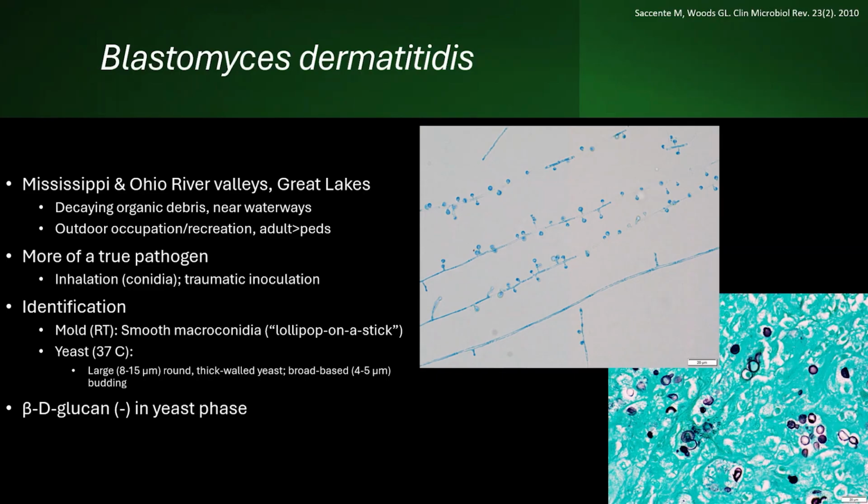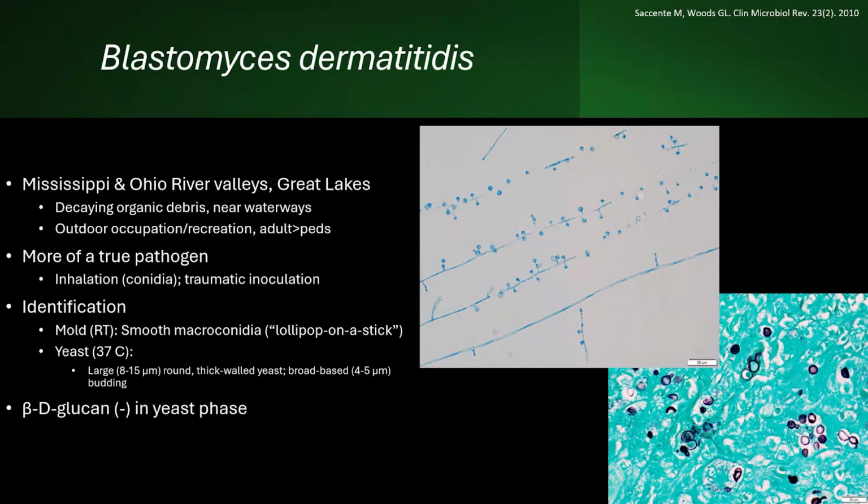At the yeast phase and body temperature, you have relatively large, so this is 8 to 15 micron, round, thick-walled yeast that have broad-based budding. And here, broad-based means that it's roughly half the width or half the diameter of the cell. Another characteristic morphology of blastomyces that you can see here in this bottom right picture is what is called nippling. So that's another cell budding off there, but not quite at the whole phase of broad budding.